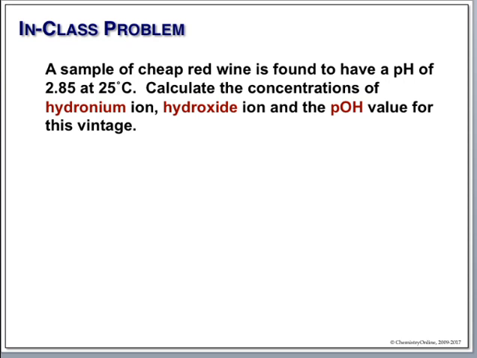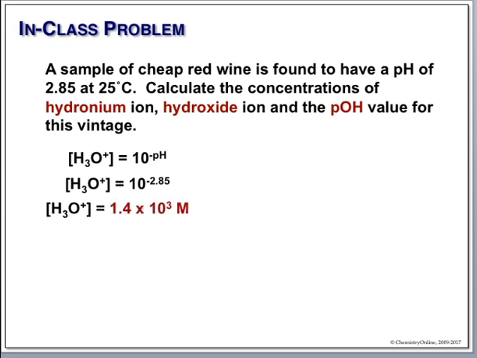So, how do we do this? To get hydronium, we know the pH. We know that 10 to the minus pH is hydronium. So you take your calculator, you type in minus 2.85 and hit 10 to the x. We're at 1.4 times 10 to the minus 3, I'm sorry, molar.